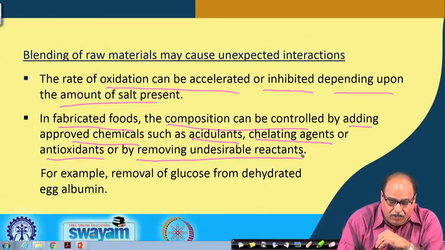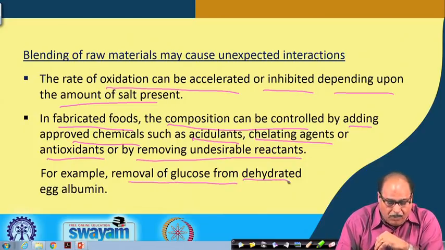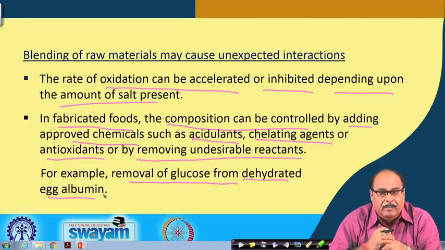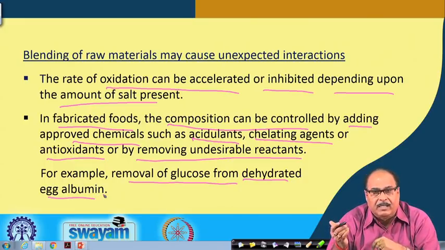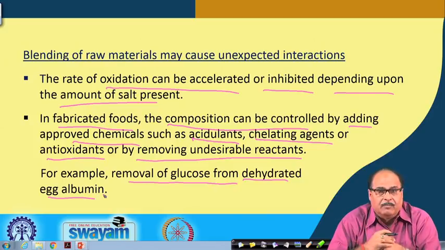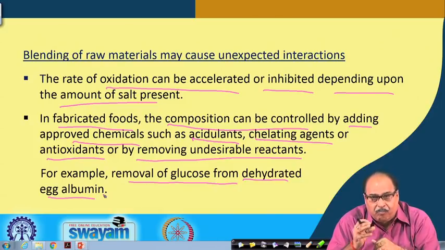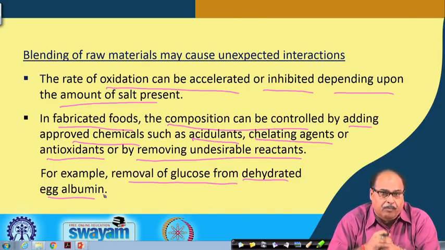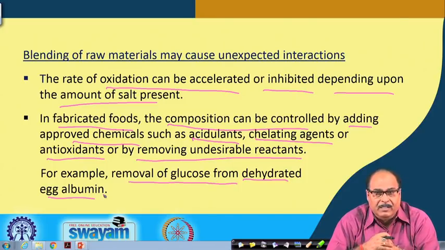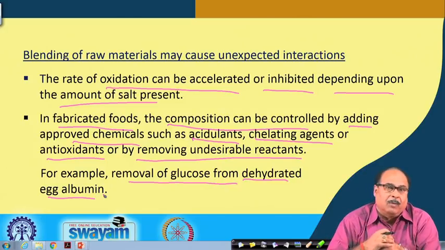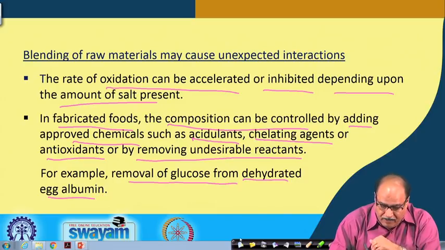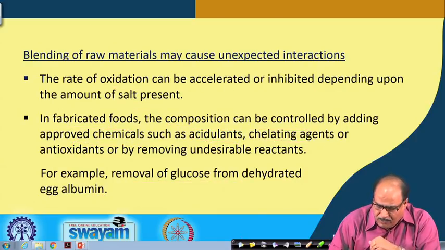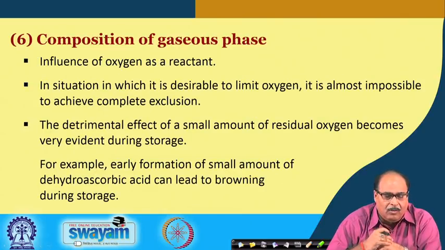For example, the removal of glucose from egg albumin prior to its drying for conversion to egg powder becomes very important, and in fact the color and other characteristics of the powder are improved. Otherwise, if this glucose is not removed, it may react with the amino acids or amines and result in the Maillard browning reaction. The egg powder ultimately becomes brown in color. So, that is how the reaction works.